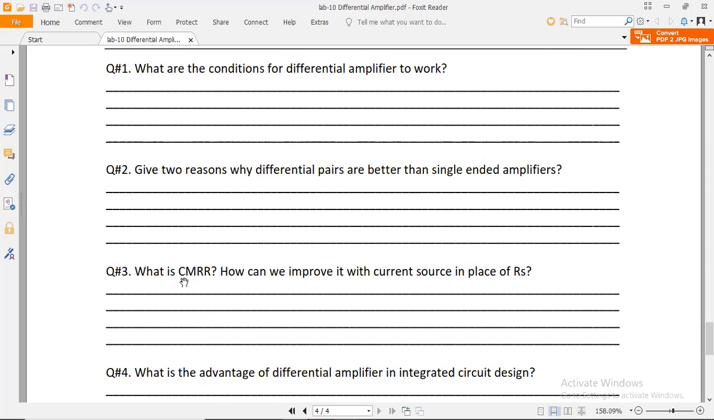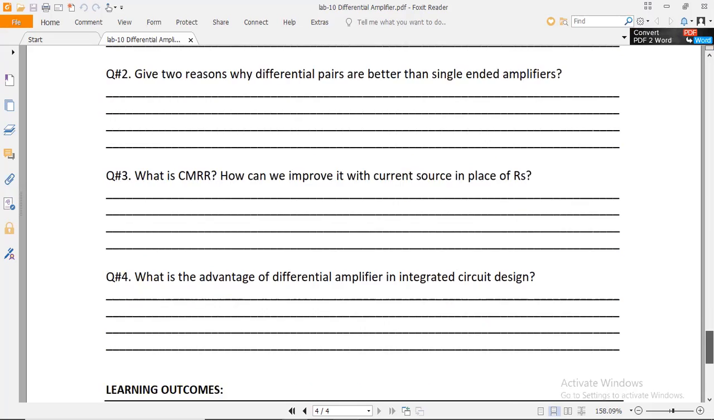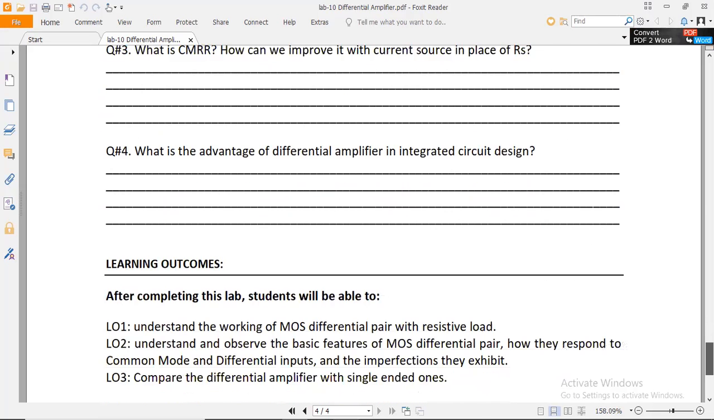What is CMRR, the common mode rejection ratio? I already incorporated it here, and I already discussed the decibel formula with you. How can we improve it with a current source in place of RS? If we place a current source in place of RS, can CMRR be improved or not? So you have to answer this question at this level. What is the advantage of a differential amplifier in integrated circuits? What are the advantages? I already told you about these advantages of the differential amplifier in different aspects.